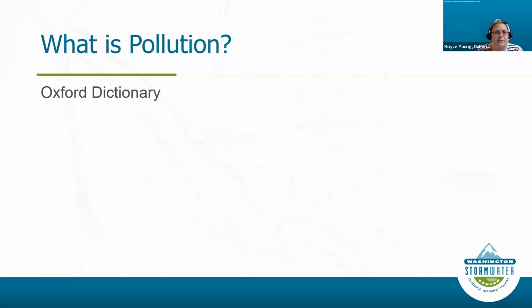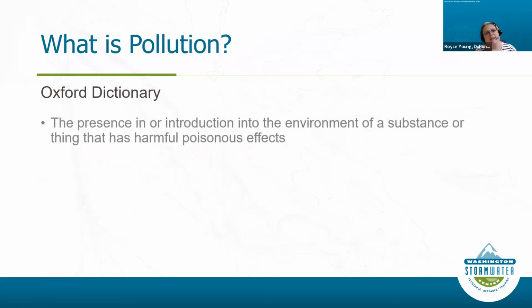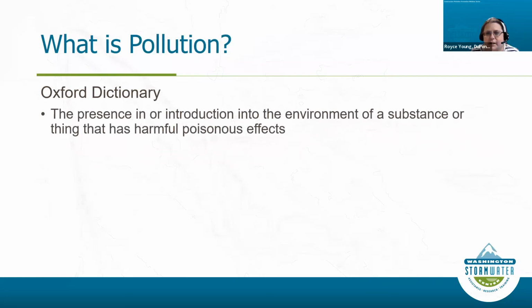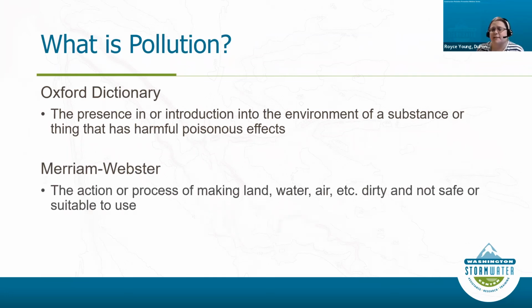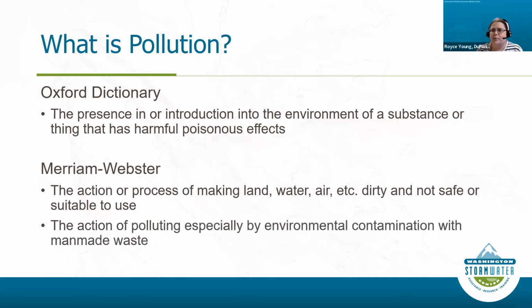So according to the Oxford Dictionary, pollution is the presence in or introduction into the environment of a substance or thing that is harmful, that has harmful poisonous effects. And then Merriam-Webster says the action or process of making land, water, air, etc. dirty and not safe or suitable to use, or the action of polluting, especially by environmental contamination with man-made waste.